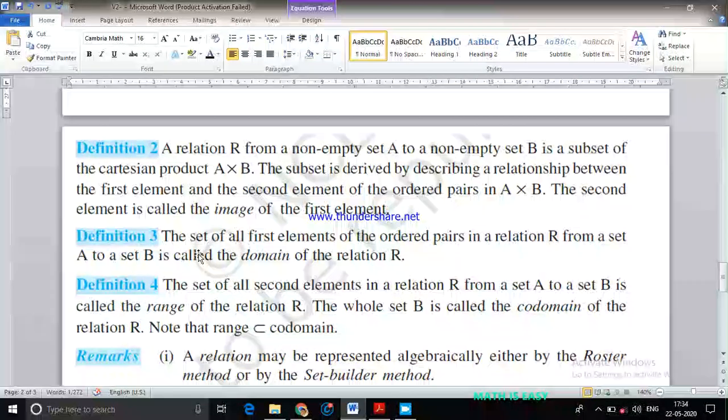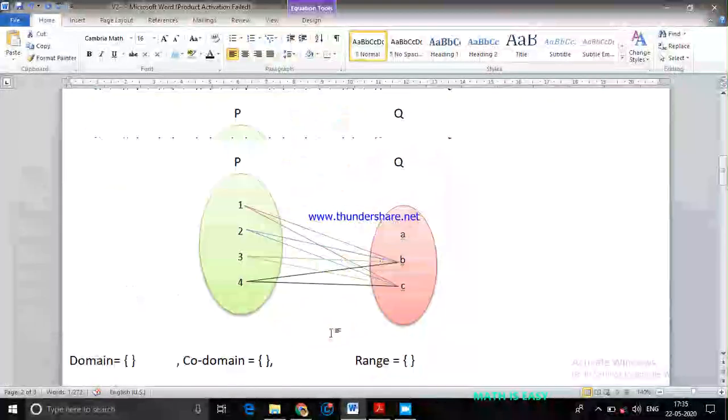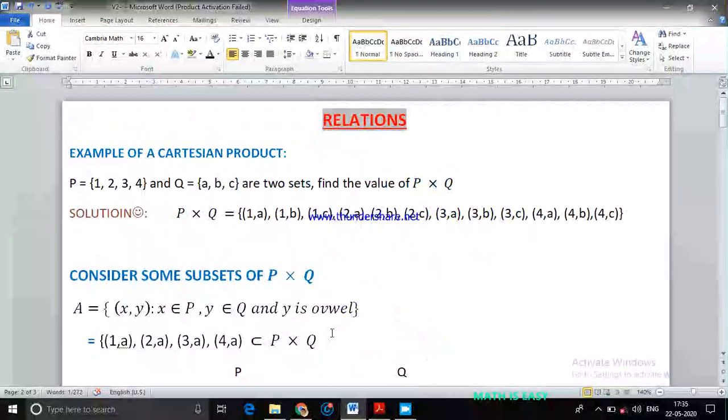Now definition 3, the set of all first elements of the ordered pairs in a relation from a set A to the set B is called the domain. And definition 4, the set of all second elements in a relation R from a set A to the set B is called the range of the relation R. The whole set B is called the codomain of the relation R, and denoted with range is a subset of codomain. Let's understand what is domain, codomain, and range.